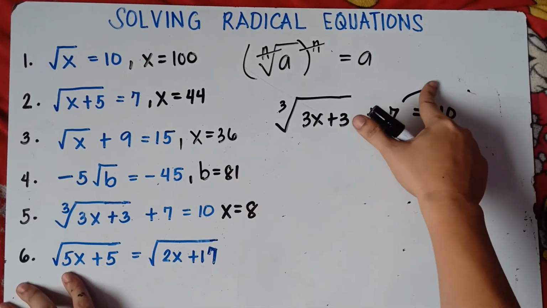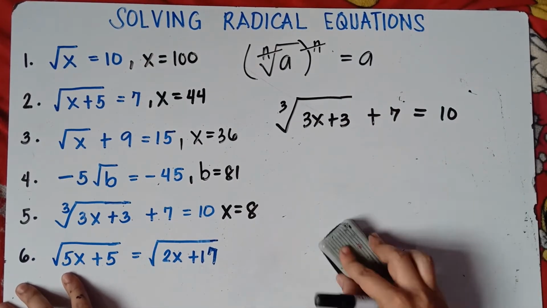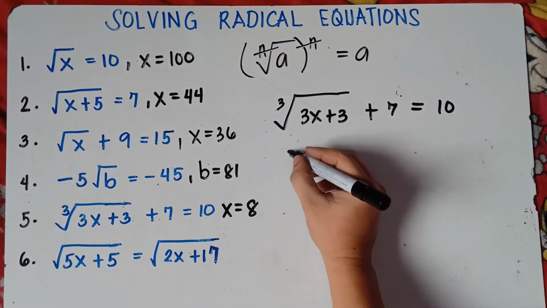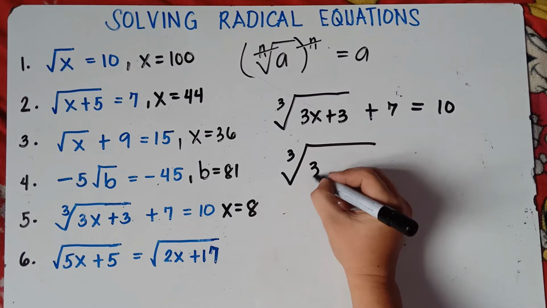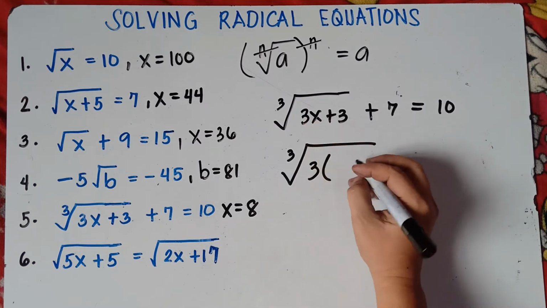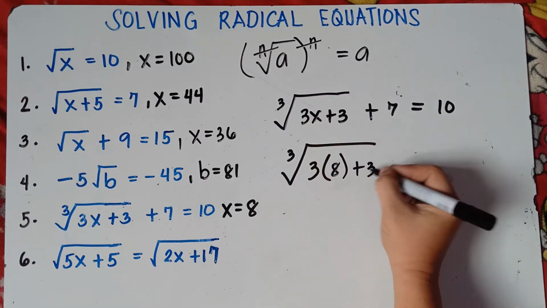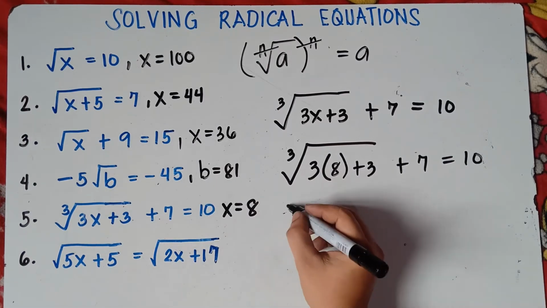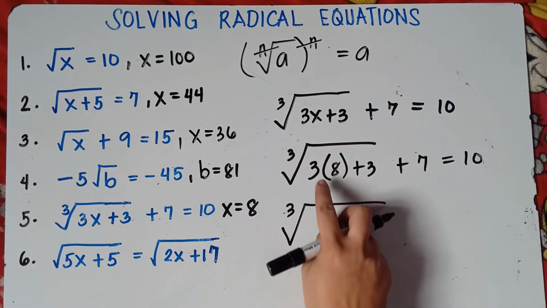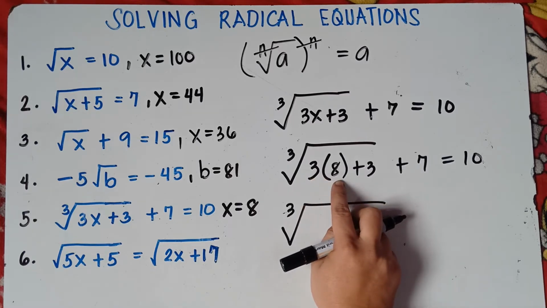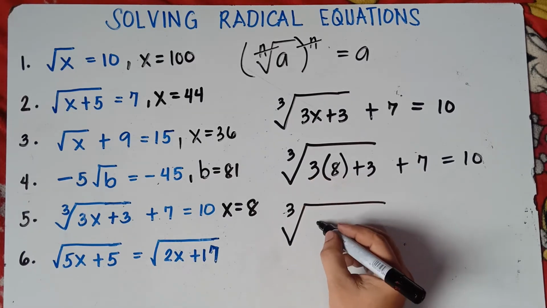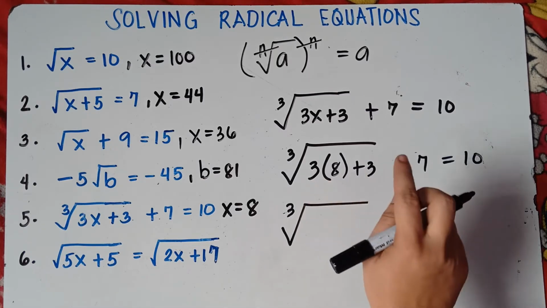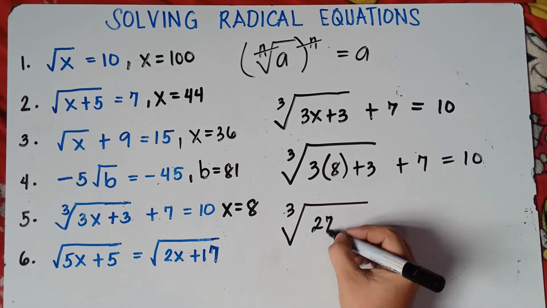Alright, so let's check our answer if the right side is equal to the left side. So this will be the cube root of 3 times x, and our x is 8. So the cube root of 3 times 8 plus 3, plus 7 equals 10. 3 times 8 is 24, plus 3, that would be 27.